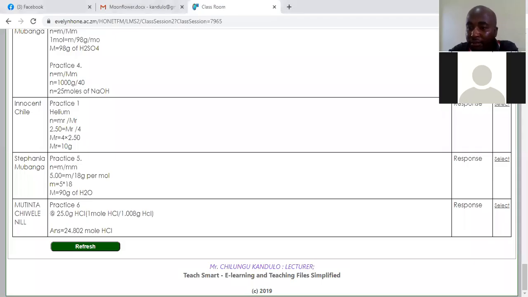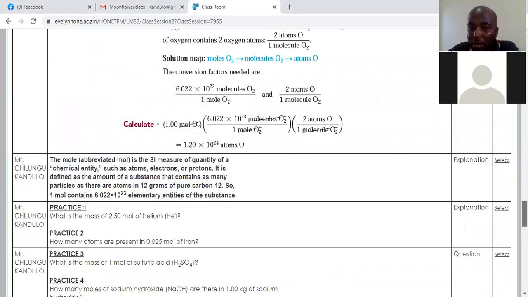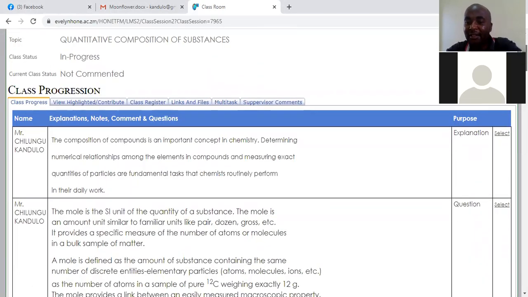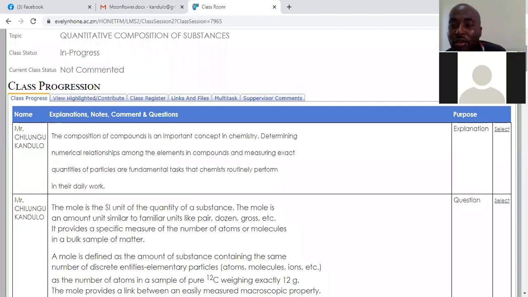So today's topic is quantitative composition of substances. So we are starting what is called the Molar concept. The intro there is that the composition of compounds is an important concept in chemistry.